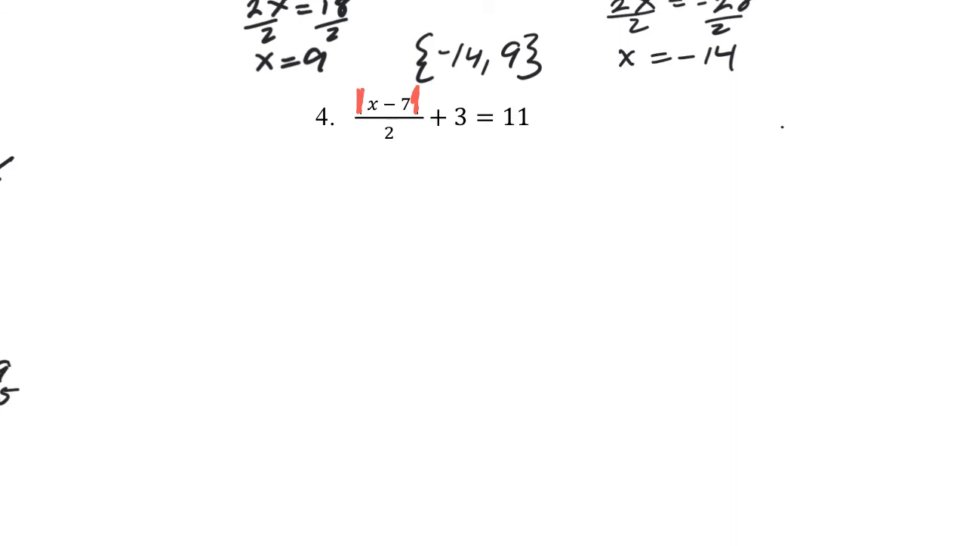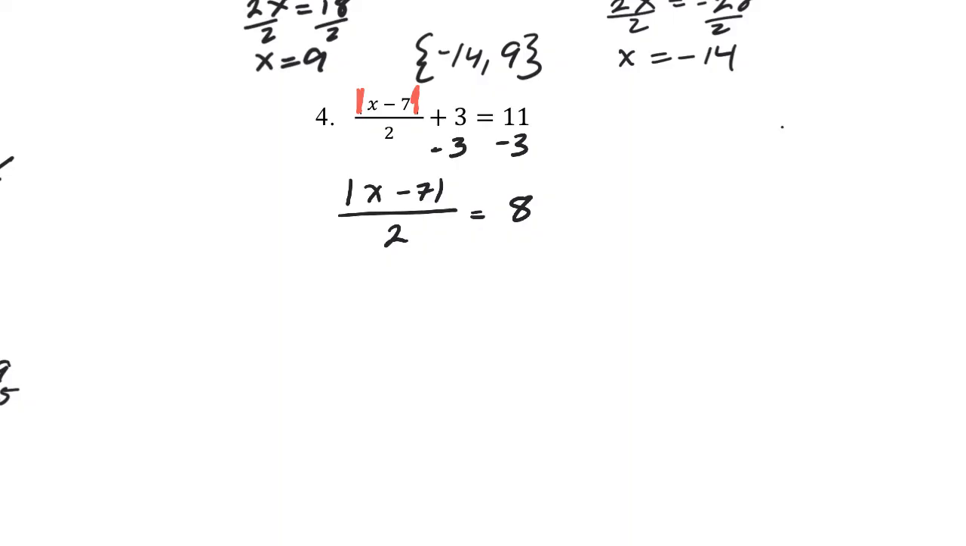So just like when we were solving equations, we kind of need to treat the fraction as a quantity until we get rid of everything else. So by that, I mean we need to deal with this plus 3 first. So we're going to go ahead and subtract 3 from both sides to start. We're going to get the absolute value of x minus 7, all divided by 2, equals 8.